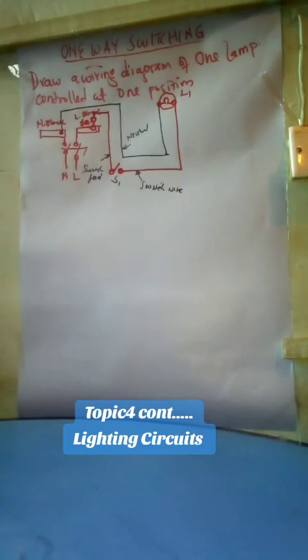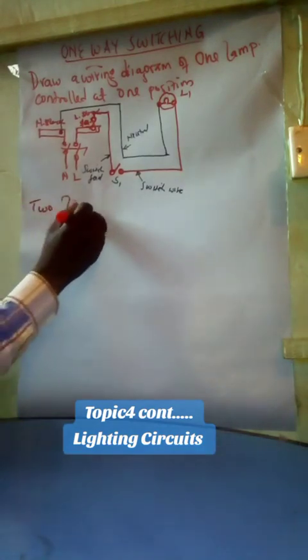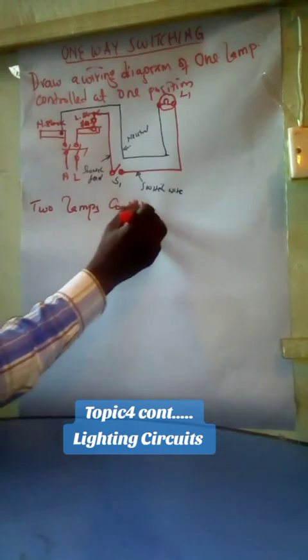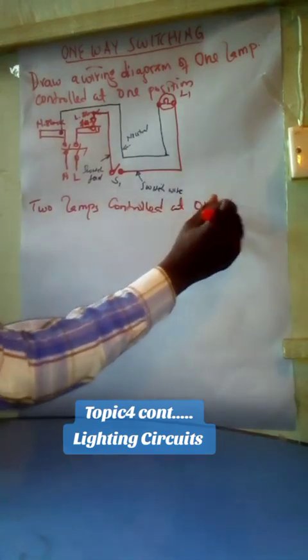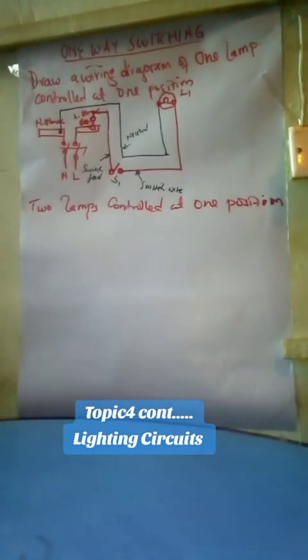Another one, two lamps controlled at one position. Draw a wiring diagram of two lamps controlled at one position. Okay. So for sake of clarity and explanation, we are now going to avoid the consumer unit, but we'll use our breaker rated 5 amps or 6 amps.